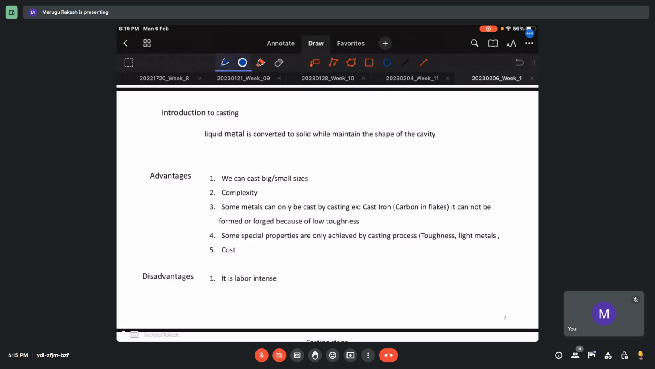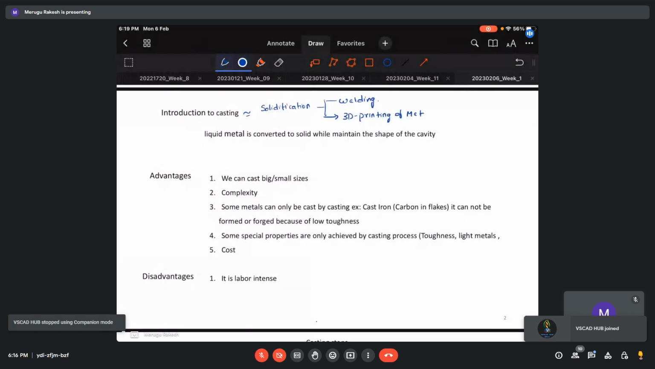You already know. I'll just write. So similar to this, solidification is common in welding. It is also common in 3D printing of metals or additive manufacturing. In welding, you see this weld pool, right? You heat it with any type of source, gas or arc, anything, and you can see a weld pool formation followed by the solidification.